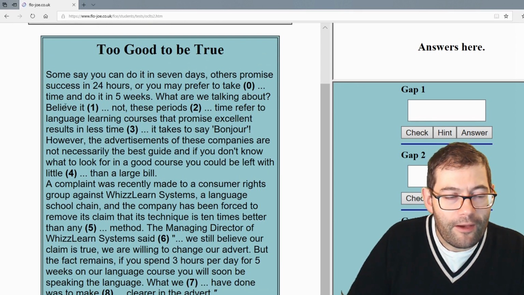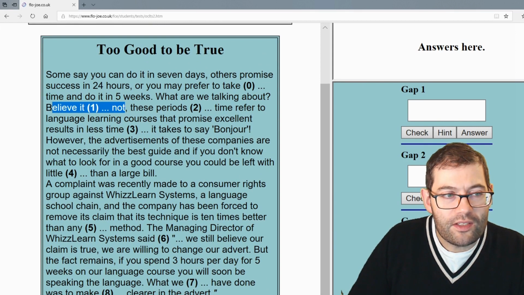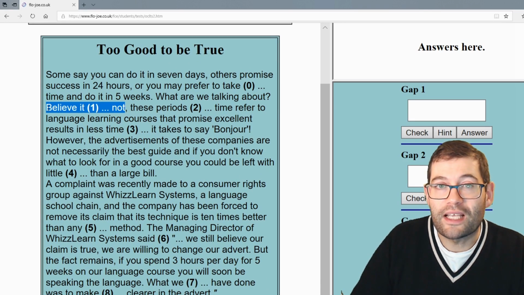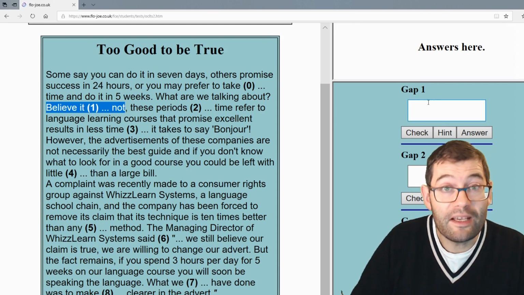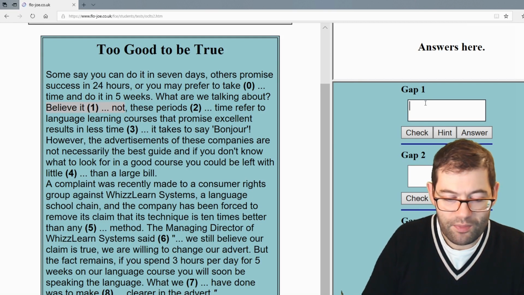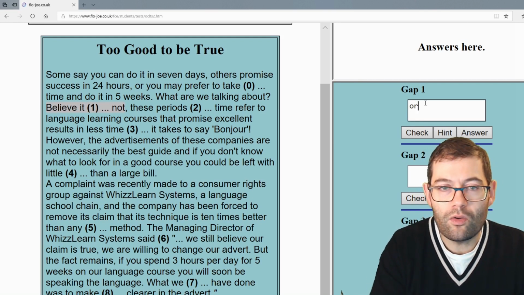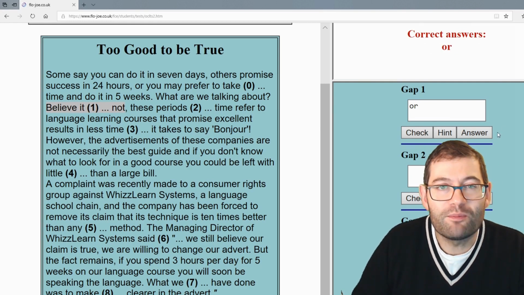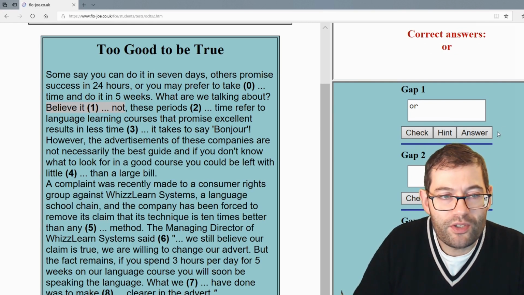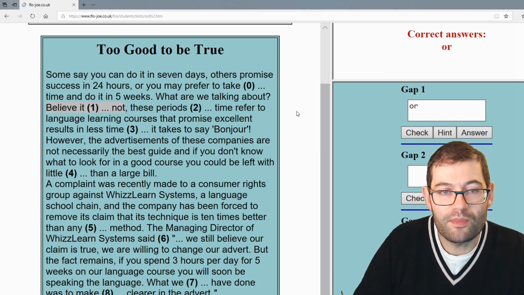Okay, let's get back to our exercise and start filling in these answers. What are we talking about? Here we have an expression. Simple as that. If you know the vocabulary for this expression, then you're going to get the answer right. If you don't know what the vocabulary is, well, now you know what the expression is. And the expression is believe it or not. Let's check our answer, and we're correct. So believe it or not. Nice expression. Believe it or not, these periods of time refer to language learning courses that promise excellent results.